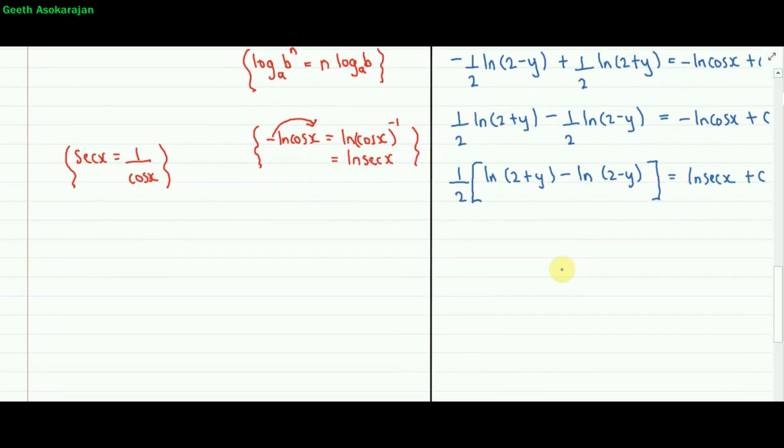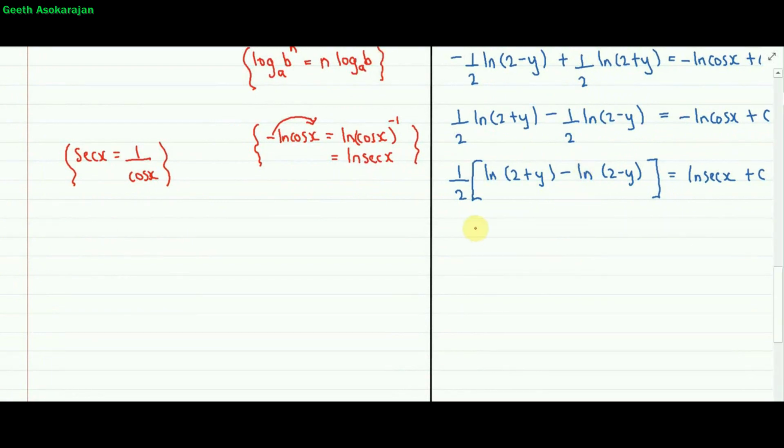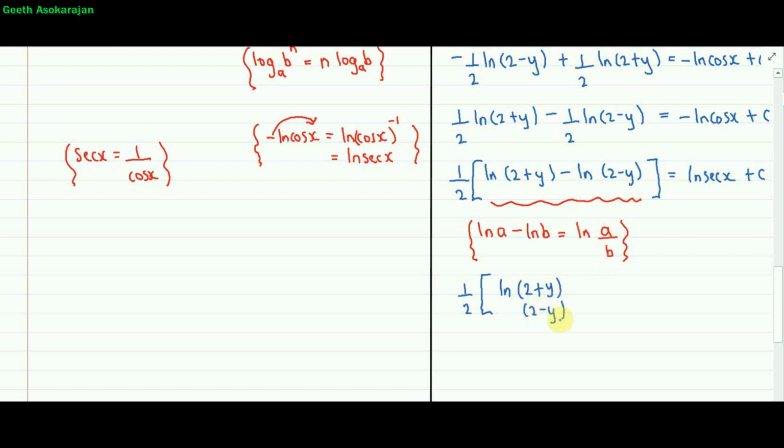Now further to that, there is another law of logarithms that says that if we have ln a minus ln b, that is the same as ln a over b. So I'm going to use this law of logarithms in order to rewrite the term within the square brackets. As a result of that law, I've got half ln of 2 plus y divided by 2 minus y, okay? And that is equal to ln sec x plus c on the right hand side.